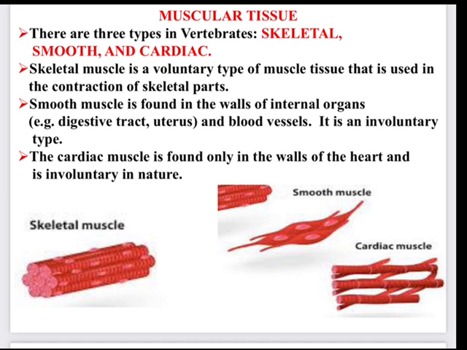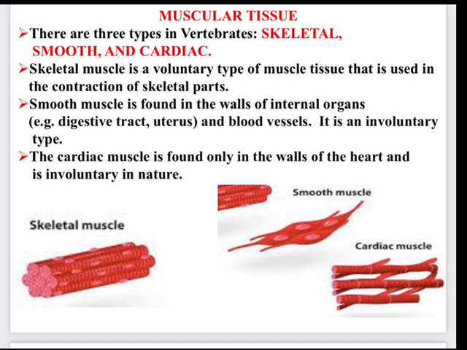The next one is smooth muscle. This one is found in internal organs, like the uterus. It helps the contraction of the uterus, the blood vessels, and so on. They are always involuntary, meaning you cannot control them. They are controlled automatically by the nervous system.